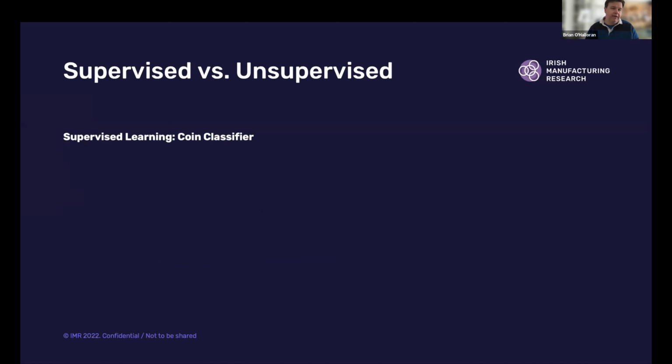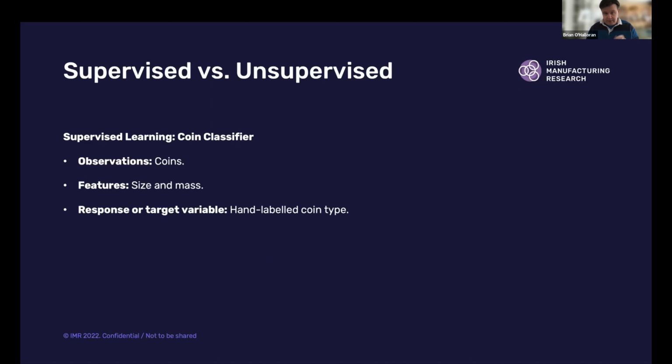So just to give you a quick example, imagine we're going to build a classifier to classify coins. The observations are coins in a big bag. The features for our coins here are going to be the size of the coin and the mass of the coin. And the response that we're trying to predict is the type of coin, which is obviously hand labeled by a human. That might be a 50-cent piece, a euro coin, a 20-cent piece, and so on.